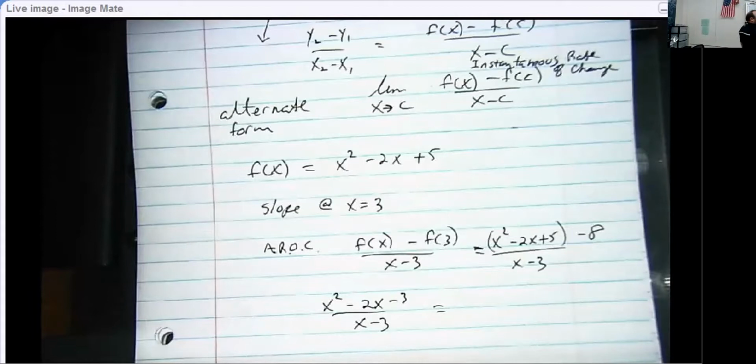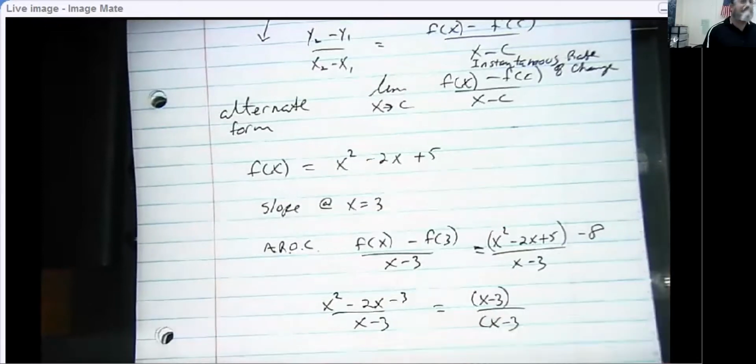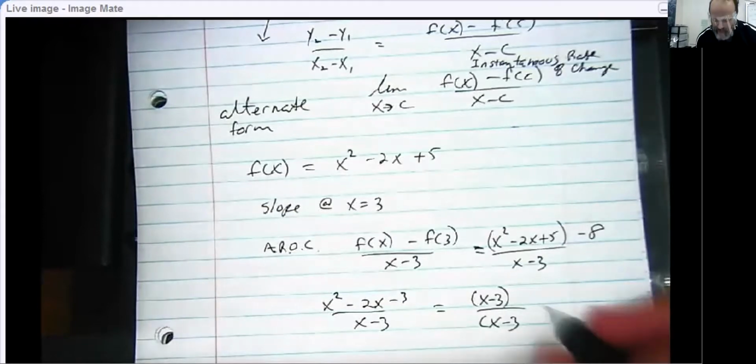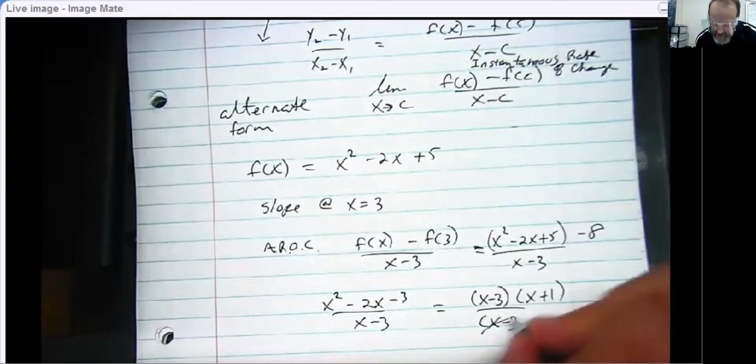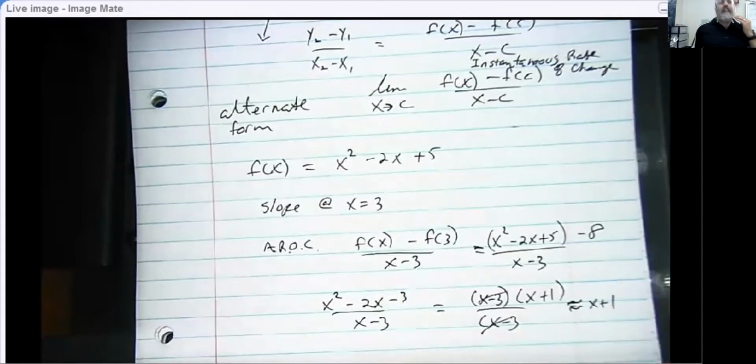Can you guys factor that at all for me? Does that numerator factor? Now, this is the part I liked about calculus. There's almost a hint. The bottom is supposed to cancel, so we should know before we ever even start this problem that x minus 3 better work. What's the other part? It's x plus 1. So those are going to cancel, and so it's approximately x plus 1. That's the average rate of change.